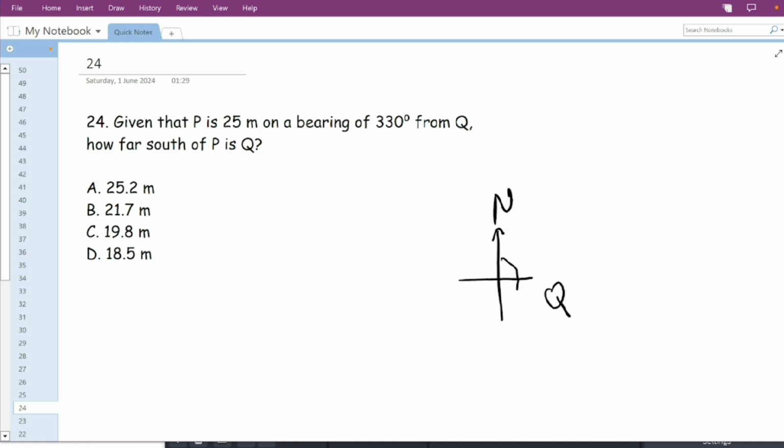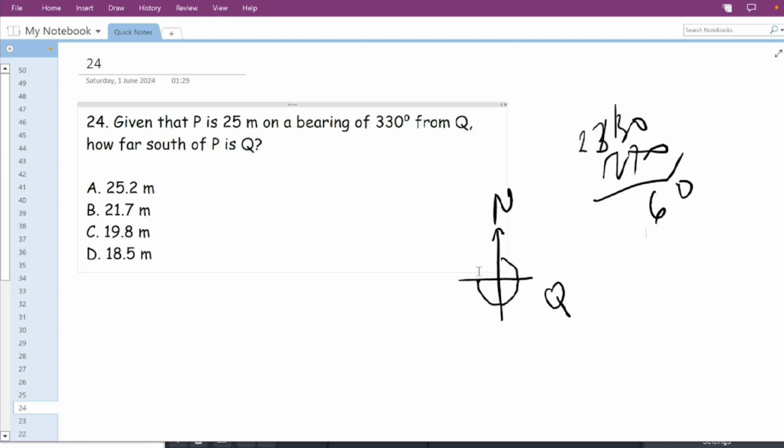330, we go 90, we go another 90, this is 180, we go another 90, that's 270. Then above 270 we have 330, so we can just get 330 minus 270. We have 0 here, we'll borrow 1 here, this is 2, this is 13. 13 minus 7 will give us 6, so we know this is 60. So after we get to 270, we travel 60 degrees more.